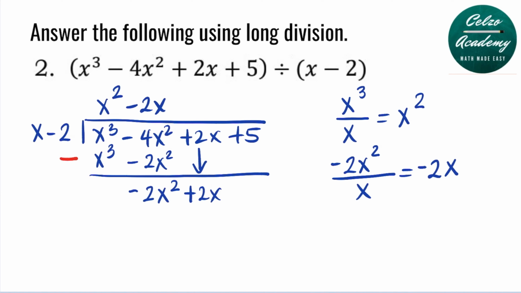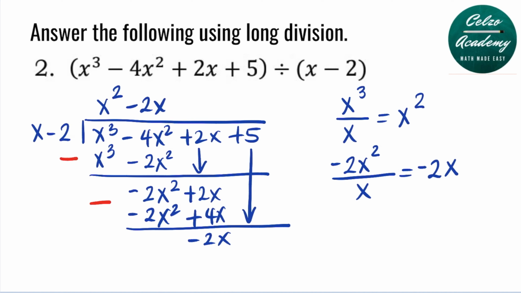Now we need to multiply the divisor by negative 2x. Negative 2x times x is negative 2x squared. Negative 2x times negative 2, we have plus 4x. Then we subtract. Negative 2x squared minus negative 2x squared is 0. 2x minus 4x, that's negative 2x. Now we bring down the last term, positive 5.